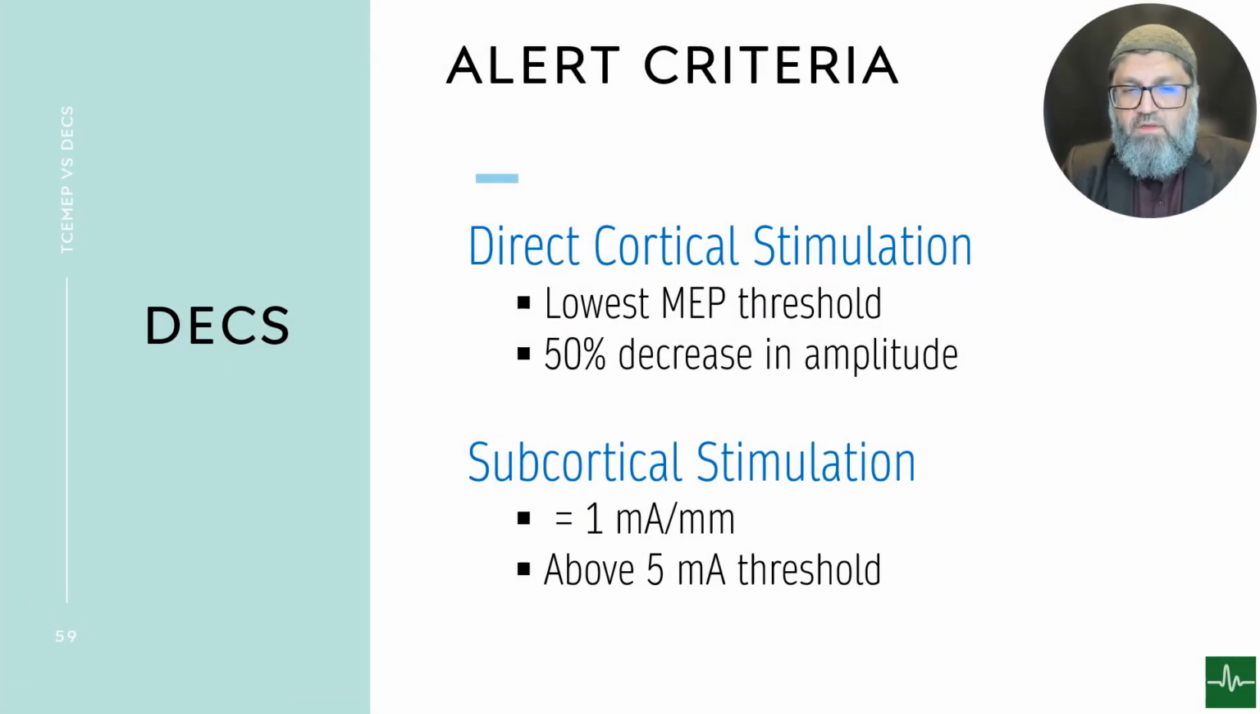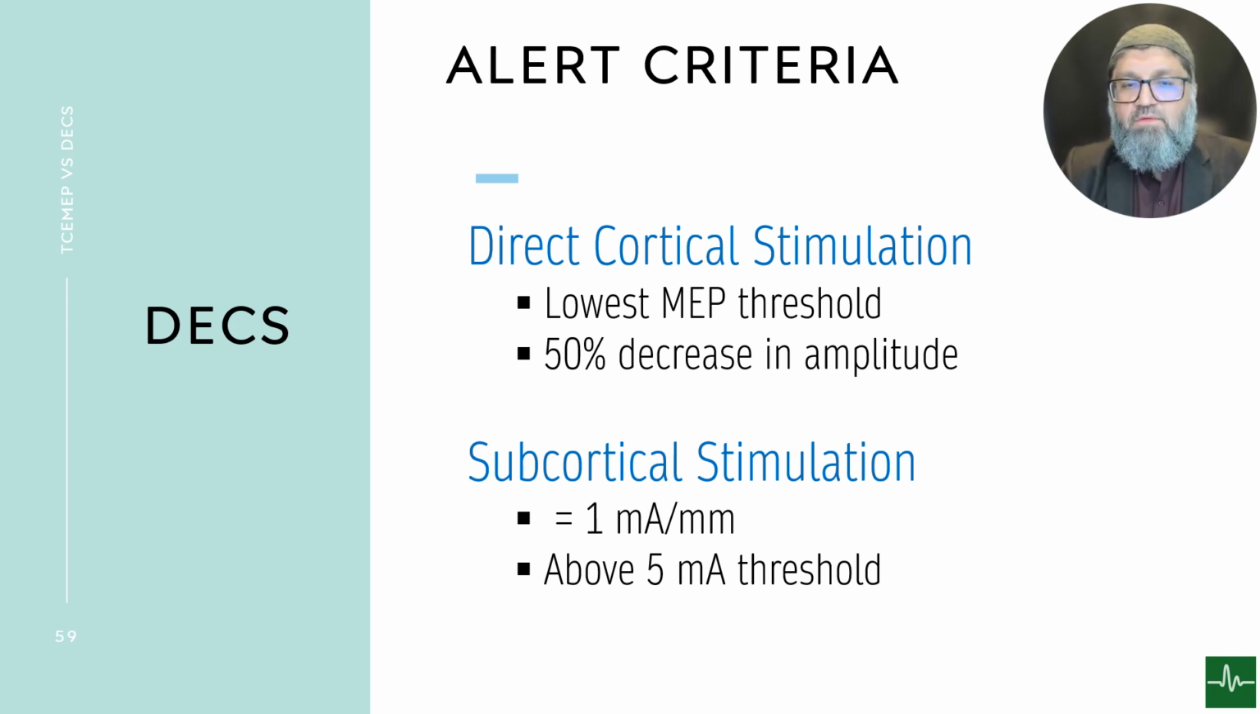For direct cortical stimulation, we stimulate at the lowest threshold. For the transcranial MEP, we stimulate above the threshold, but for direct electrical cortical stimulation, we only stimulate at threshold. We don't go above the threshold. And the alert criterion is a 50% drop in amplitude.